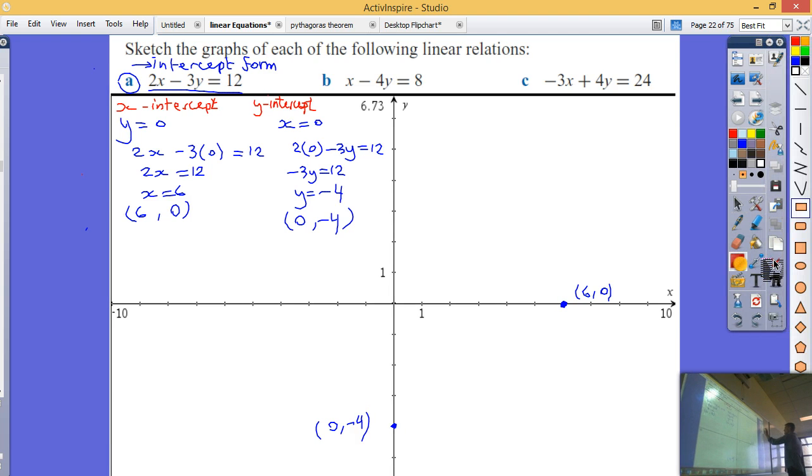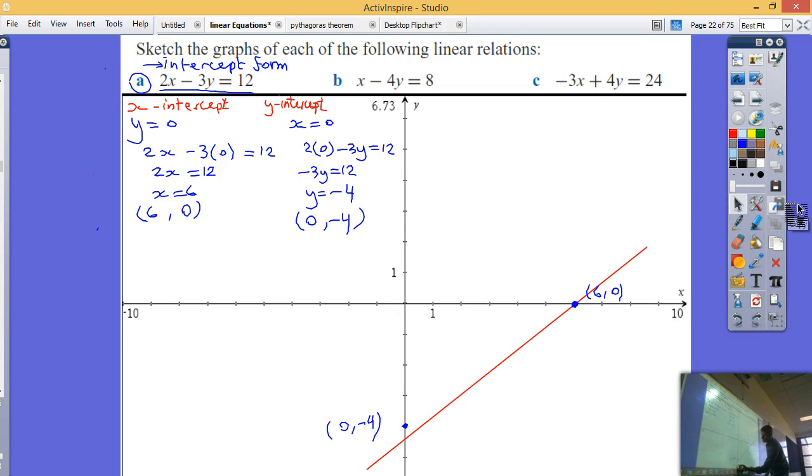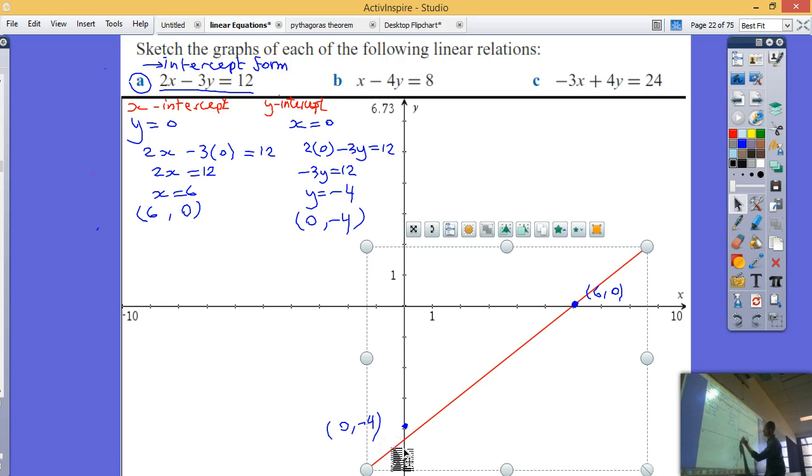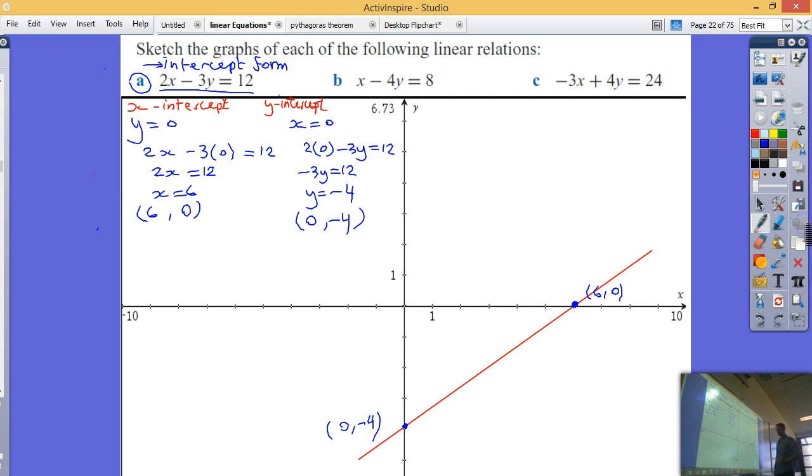So just carefully. Oop, terrible. Something like that. Okay? Now, what's most important that I'd like each of you to practice when we're sketching graphs is label the coordinates. That's one thing. Nice straight line with a ruler.